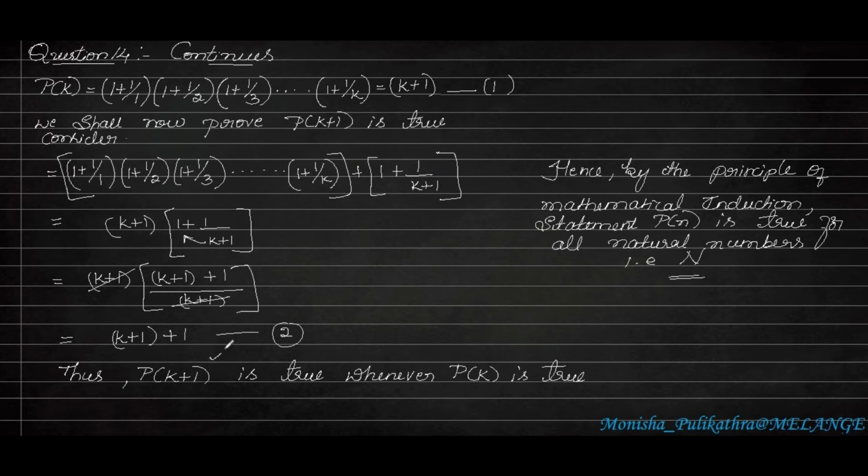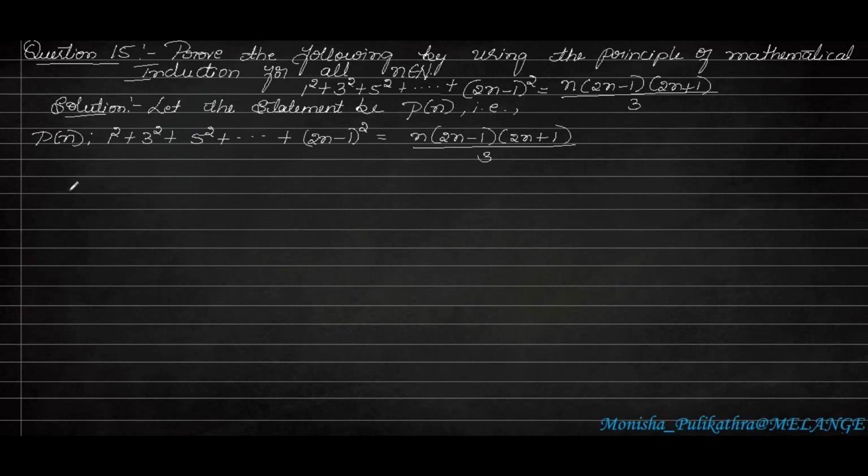So P of k plus 1 is also true, P of k is also true. So I hope you understood this. Let us move on to the 15th question. So here the whole equation I have substituted to P of n. So 1 square plus 3 square plus 5 square up to 2n minus 1 whole square is equal to n into 2n minus 1, 2n plus 1 whole divided by 3. So I have equated the whole series and equation to P of n.